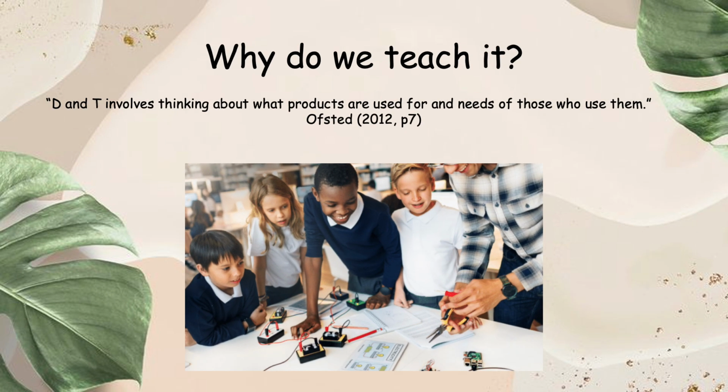So why do we teach D&T? Ofsted 2012 indicates that D&T involves critical thinking about what products are used for and the needs of those who use them. This is taught to develop children's practical and creative problem-solving skills through designing and creating products.